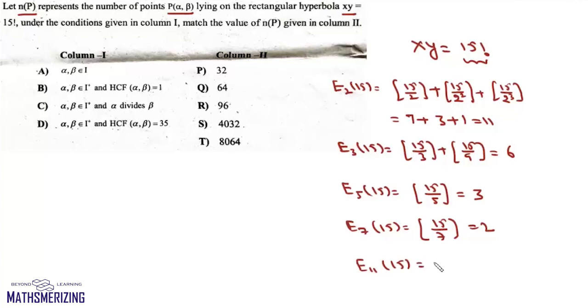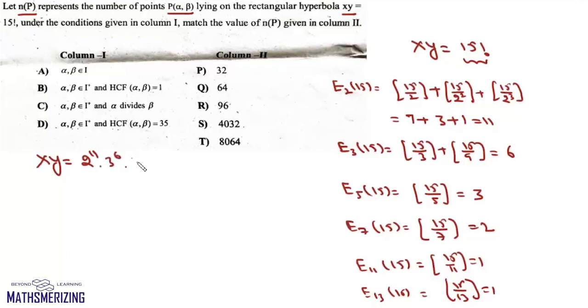Exponent of 11, 15/11, which is 1. And exponent of 13 in 15 factorial will be 15/13, which is also 1. So we can write this xy as 2 to the power 11 into 3 to the power 6 into 5 cube into 7 square into 11 into 13. So this is how we can express this factorial 15.